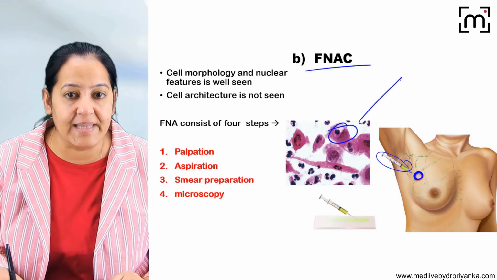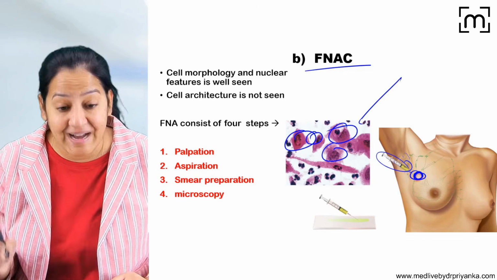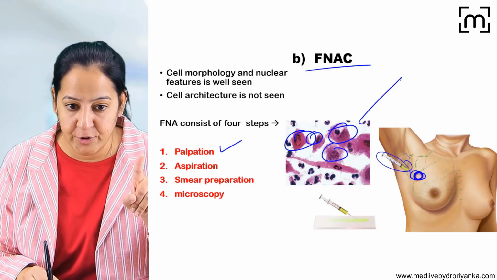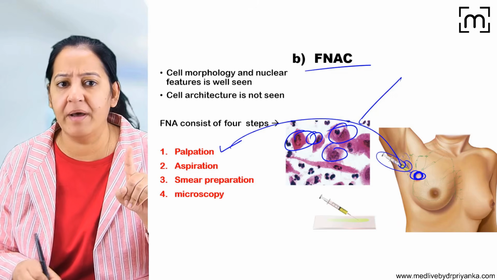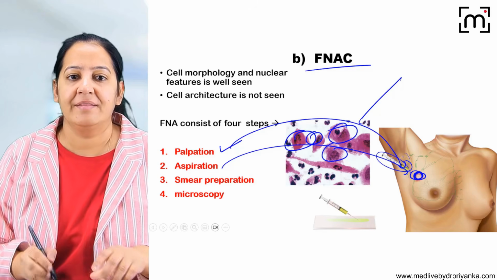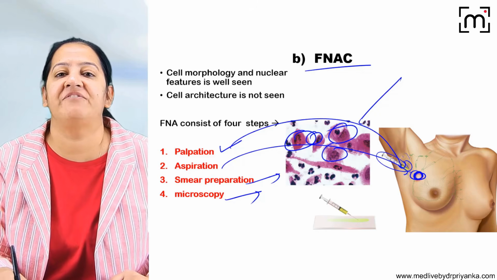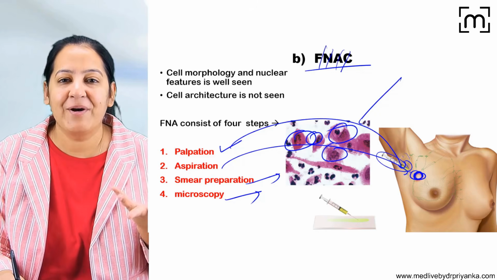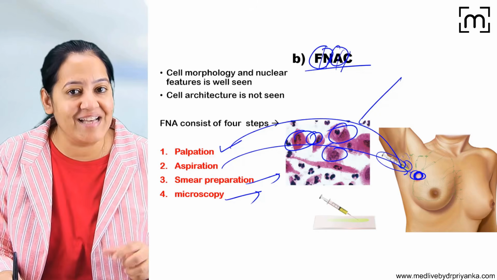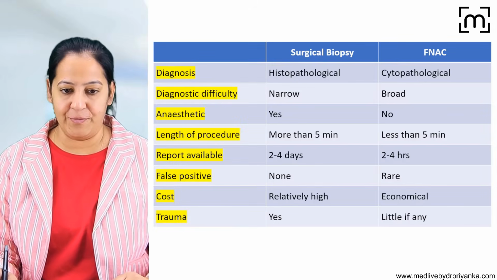So we can see the cells. We don't see the tissue. We have separated the cells from the tumor and collected those cells. So first palpate the nodule, palpate the tumor, then aspirate it by doing to and fro motion, do the aspiration, then make a smear on the slide, stain it, and do the microscopy. So this is FNAC, fine needle aspiration cytology, because with the help of a fine needle we are doing the aspiration and doing the cytology. So that is fine needle aspiration cytology. I hope you got it.